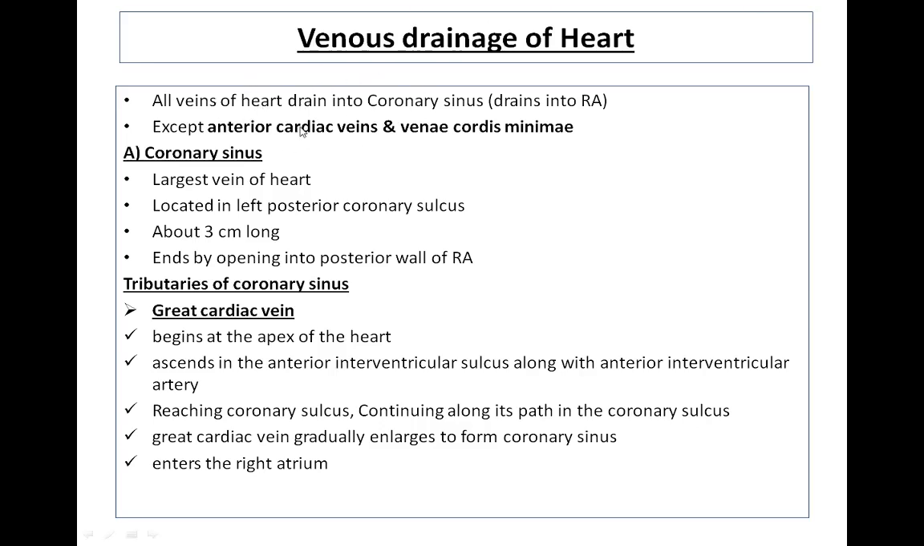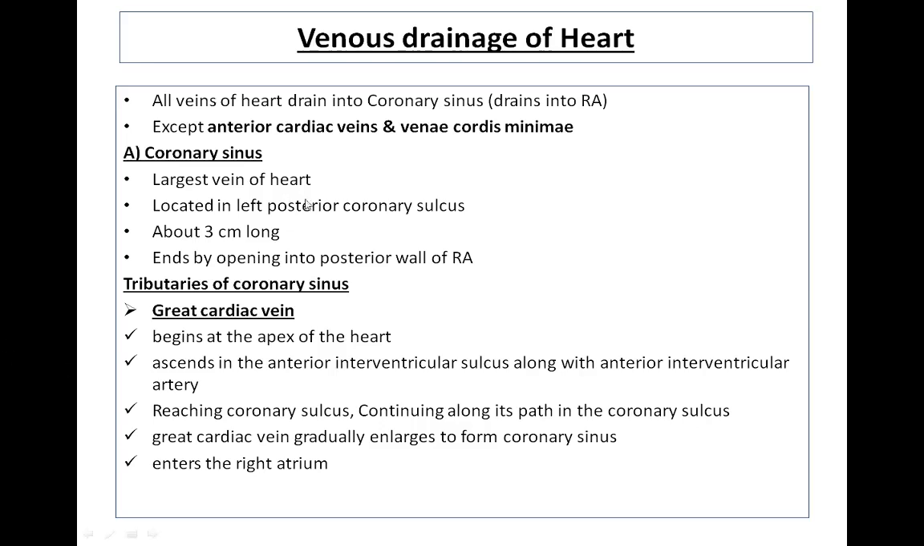All the veins of the heart drain into the coronary sinus, which directly drains into the right atrium, except the anterior cardiac veins and venae cordis minimae, or Thebesian veins. These are the two sets of veins which do not open into the coronary sinus. They will drain directly into your heart chamber.